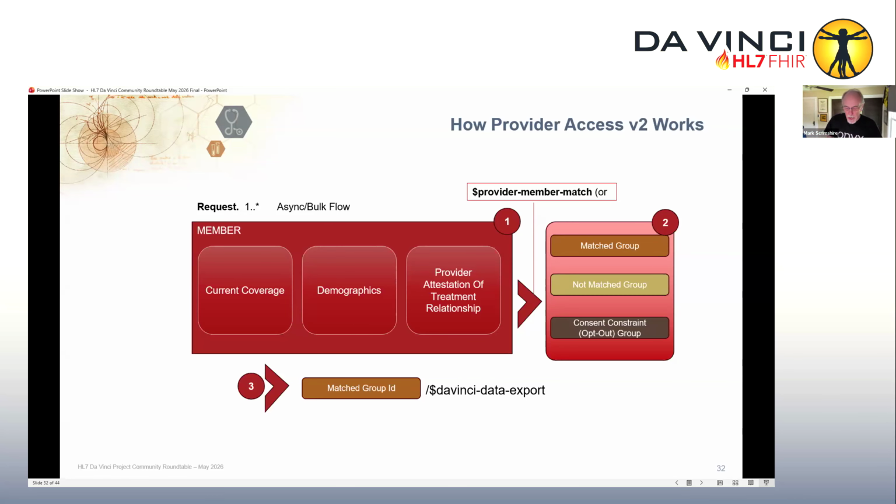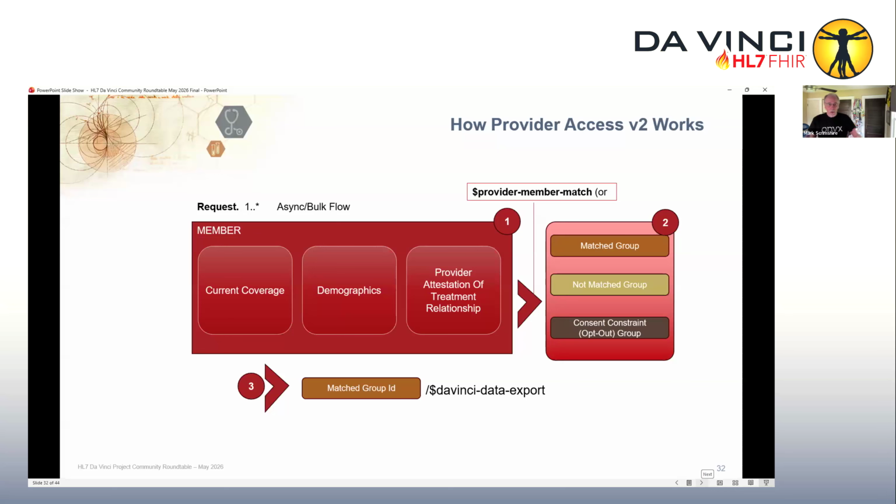And now the provider comes in and does the same Da Vinci data export that they would have done in version 1, but now it's for a much smaller group. So it could be for like, hey, here's the 10 patients I'm seeing tomorrow. So it much more closely aligns with the typical workflow for payers and providers.